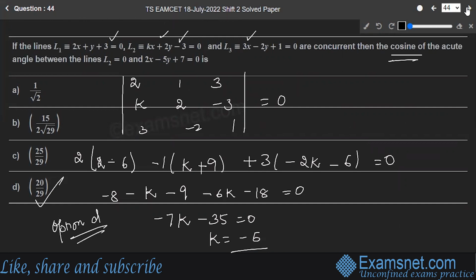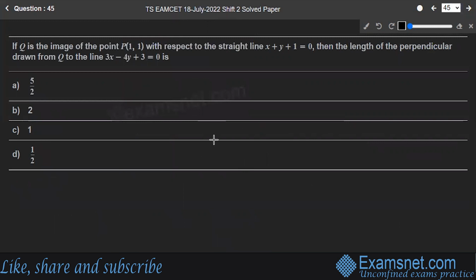Right? Easy question. Next, question number 45. If Q is the image of the point P(1,1) with respect to the straight line x plus y plus 1 is equal to 0, then the length of perpendicular drawn from Q to this particular line is, okay, there's a bit of correction in the question. Here it has got to be x minus y plus 1 is equal to 0. This is the line instead of x plus y plus 1.